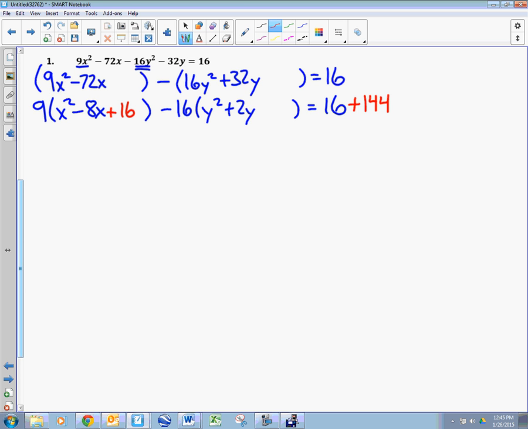Because 9 times 16 is 144, that's what I need to add to the other side. Complete the square here. I did not just add 1. What did I do? Negative 16. So therefore I need to subtract 16 over here.